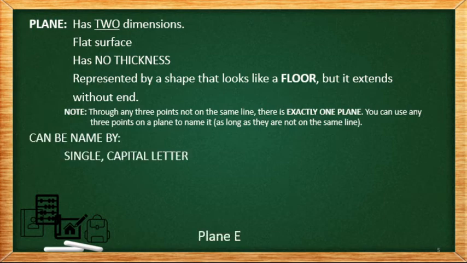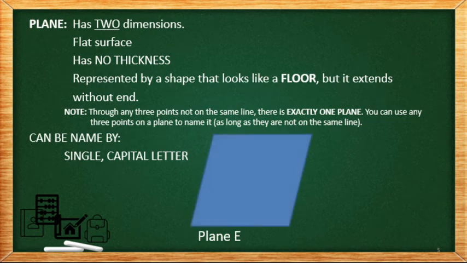It can be named by a single capital letter. So, let's say plane E. Paano natin yan i-illustrate? So, we have a plane. Mukha siyang rhombus, right? Or parallelogram. Lalagay lang natin yung letter or capital letter E na yan sa kahit anong sulok o part ng plane na yan. So, dito ko nilagay. So, this is the illustration of plane E.